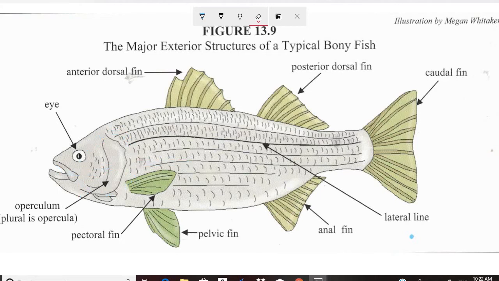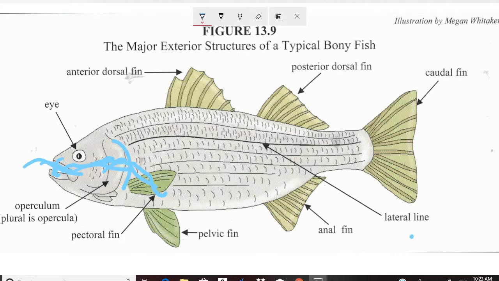So basically what happens is when the fish opens their mouth, the water goes in, and then they close their mouth. And when they close their mouth, then the operculum opens up, and the water passes over the gills, and they pick up oxygen and get rid of the carbon dioxide, and then the water leaves again through the operculum. So in through the mouth, then they close the mouth, open the operculum, and the water flows over the gills. Once the water has flowed over the gills, they close the operculum.